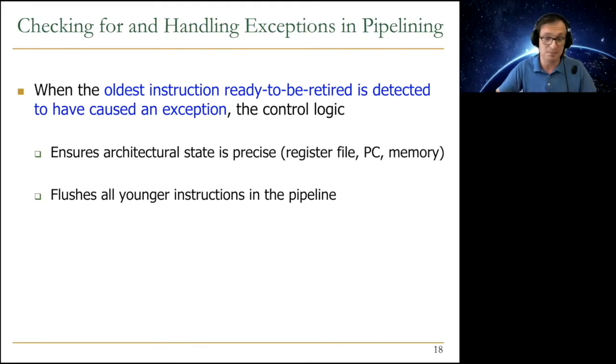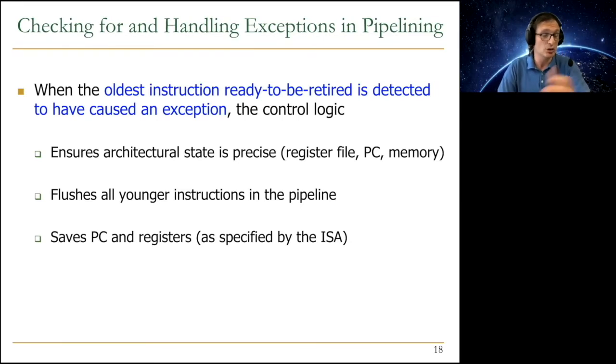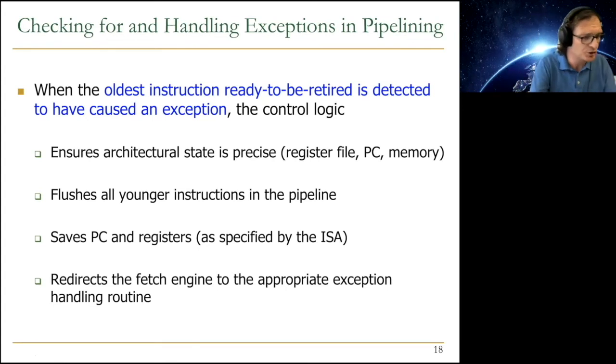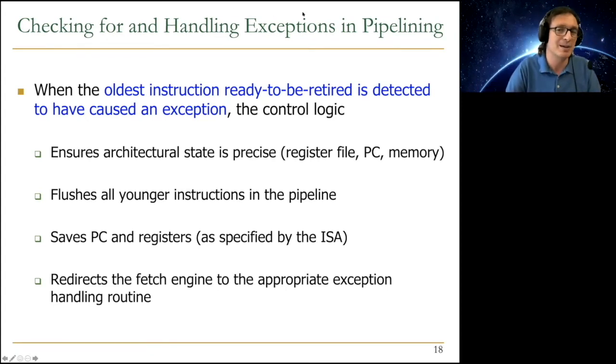So flush actually has a place, as one of your colleagues mentioned, but it has to happen at a precise state. After that point, the control logic saves the program counter and the architectural registers of the executing thread as specified by the ISA. Usually instruction set architectures specify what architectural state needs to be saved and where it needs to be saved also. We're not going to deal with that at this point. And then the exception handling control logic redirects the fetch engine to the appropriate exception handling routine. This could be also an interrupt handling routine, but I'm giving you the example from exceptions here. Interrupts are handled in a very similar way, actually.